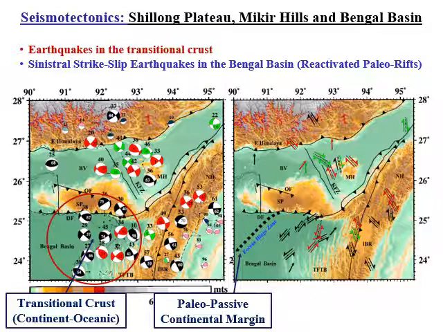What we see from the earthquakes in this region is that they are all deeper than 20 kilometers and shallower than 40 kilometers, which means that all these earthquakes are in the transitional crust in the Bengal Basin.